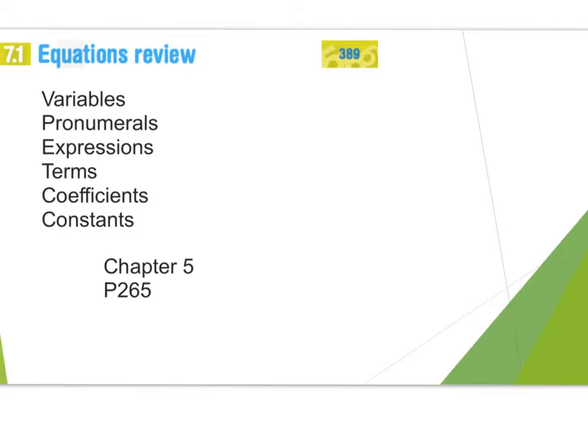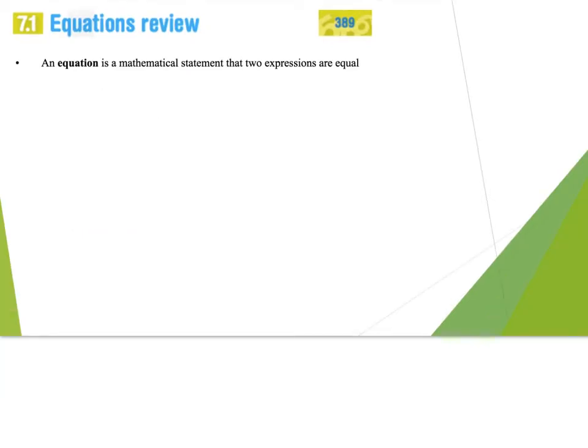So in algebra, when we are talking about equations, an equation is a mathematical statement that two expressions are equal. That means that we have a left-hand side and a right-hand side, and the left-hand side equals the right-hand side.